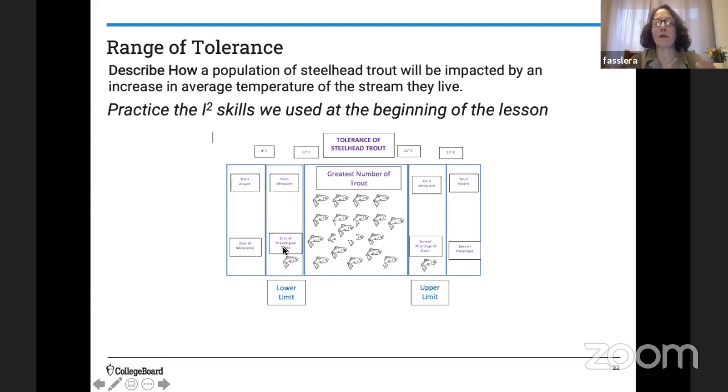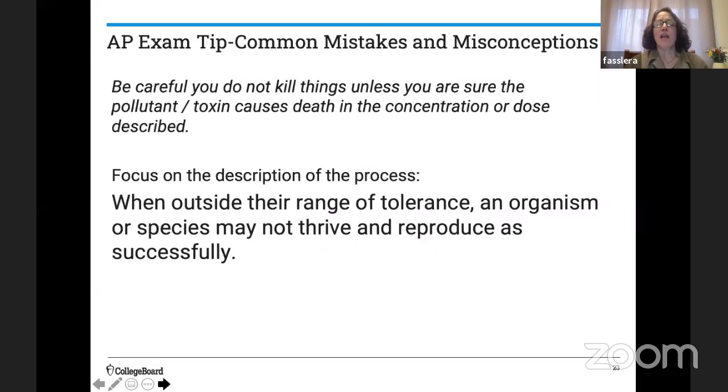And we want to make sure we have that description that when outside the range of tolerance, those organisms don't grow and reproduce. I think that's a pretty easy way for you to remember what happens when we get outside that optimal range, which in the case of the steelhead trout is between 13 and 21 degrees Celsius. So again, just be careful that you're not killing them, because depending on the specific situation, it may not have been an extreme enough condition to actually kill them.